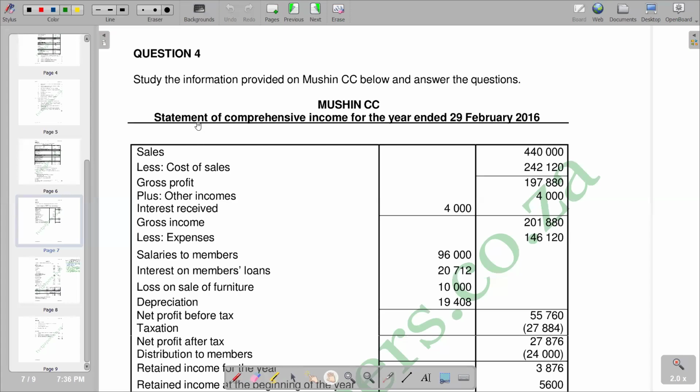Hello there. Welcome back to Financial Accounting N6. In this video, we want to look at the preparation of the statement of cash flow, or the cash flow statement.